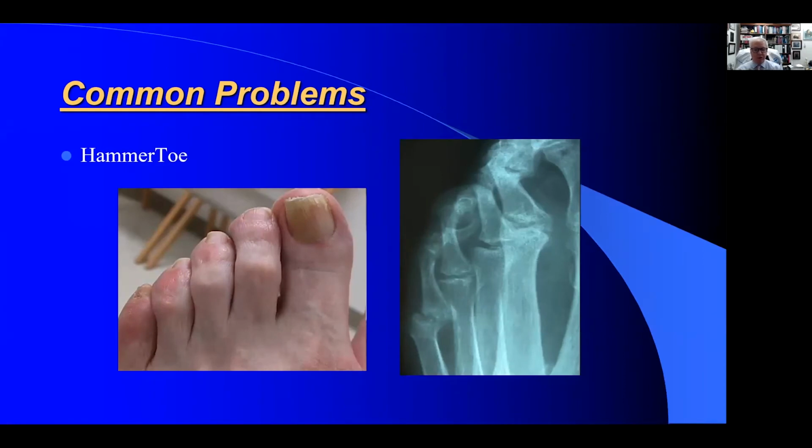Other things that we see fairly commonly are hammertoes on a daily basis. A hammertoe is a contracture, with 2 joints and 3 bones in each toe, and when they get out of alignment, we refer to that as a hammertoe. There are varying shapes and varieties of it depending upon the joint contracture, whether it's at the distal interphalangeal joint, the proximal interphalangeal joint, or whether the metatarsal phalangeal joint is rigid.